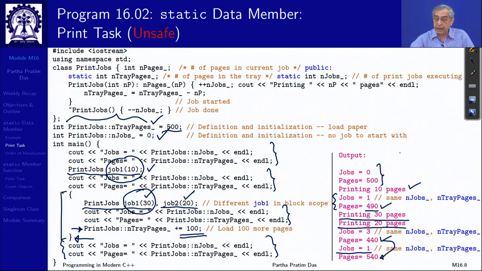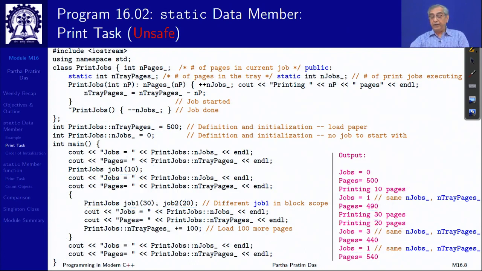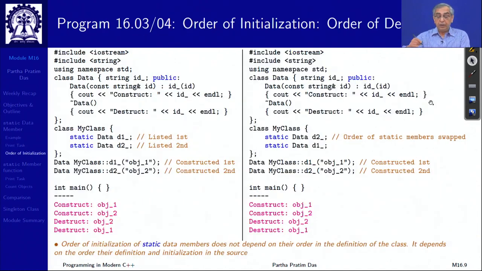I wrote on top that this is not a very safe way of doing it, because these static data members are kept in public. So, besides being static, they are also exposed. So, the encapsulation, the information hiding part is not there. So, anybody can mistakenly change that, and we will have difficulties. So, we will talk about how to handle this.